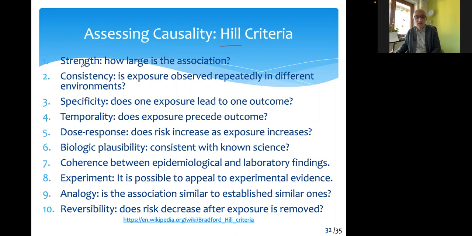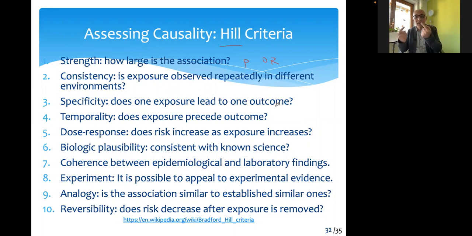What are these? First, the strength. How large is the association? So the p-value or the odds ratio. Is there a very high relative risk, or is it subtle? Is it low? Consistency. Is it only one study or multiple studies? Do I have many studies repeatedly bringing up always the same results, or are there conflicting reports?